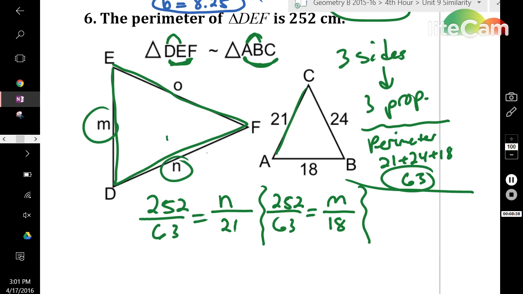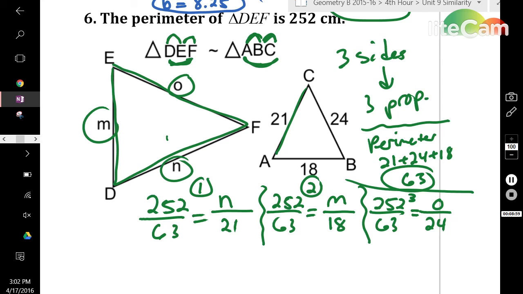Your third proportion, you're looking for O. You're going to have 252 over 63 again. And O is in the larger triangle. And O is EF, the last 2 letters, which corresponds with BC, the last 2 letters. And BC is 24. So this is 1, 2, 3 proportions set up for you to solve for 3 side lengths. And notice how 252 over 63, the perimeter ratio, appears in all 3. You can reuse it as many times as you need.